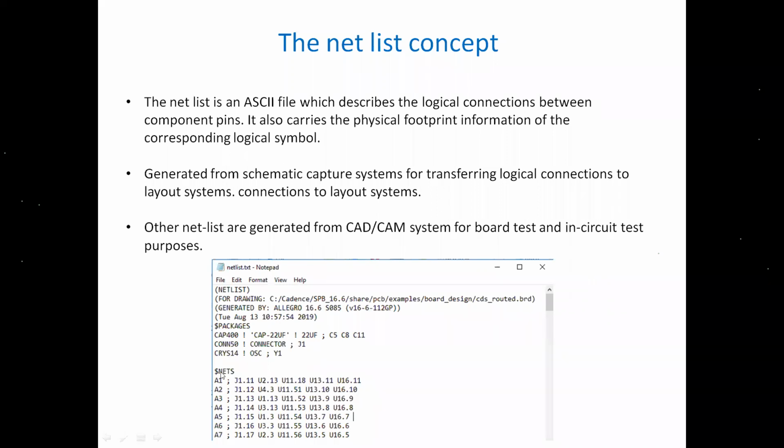A1 is the name of the net, where J1 dot 11 means the 11th pin of component J1, and the 13th pin of the U2 component, are connected. Similarly, with this same net, the other U1, U13, U16 components are also connected. So one complete signal is called a net, which is generated out of the schematic editor.